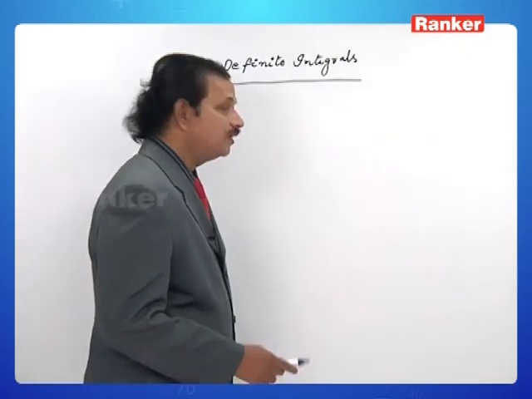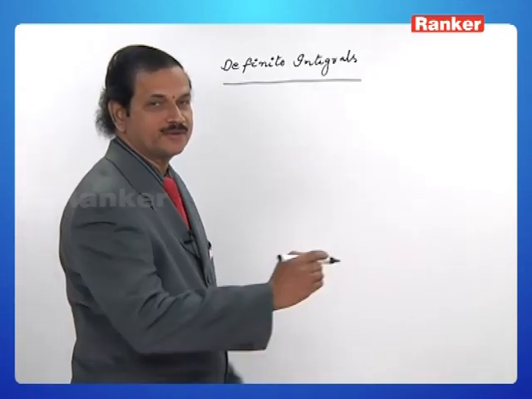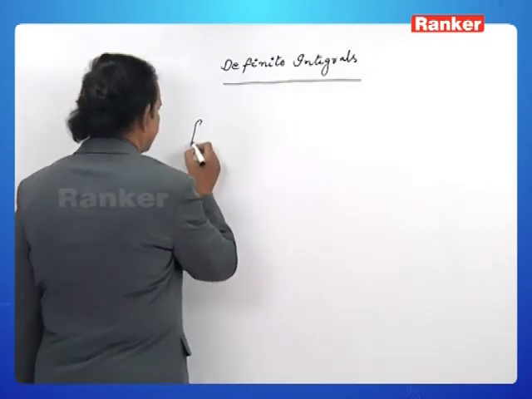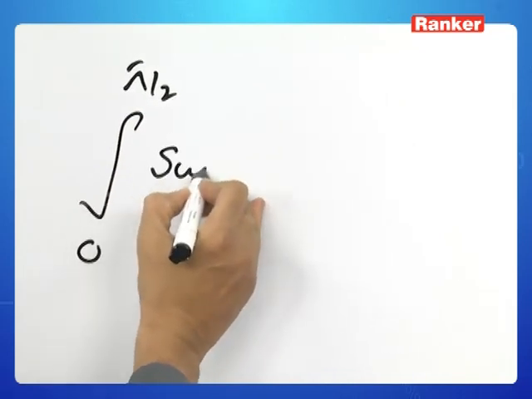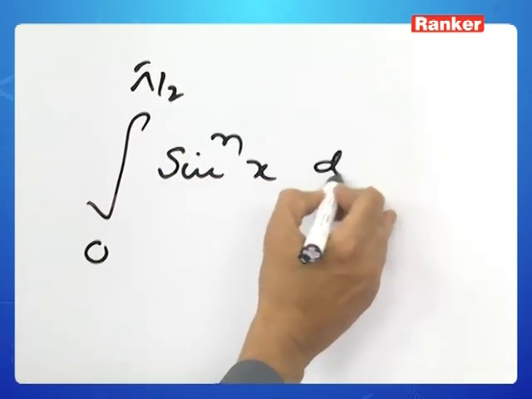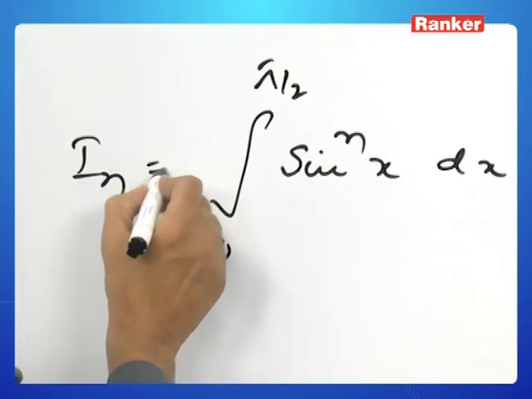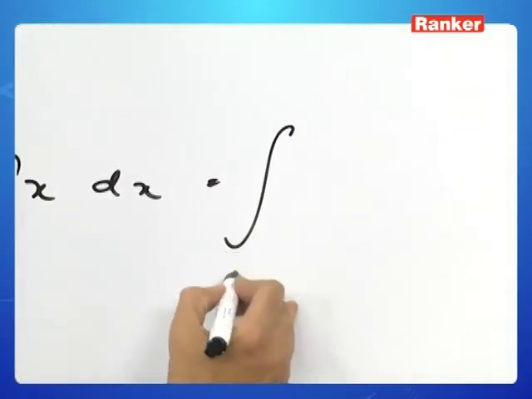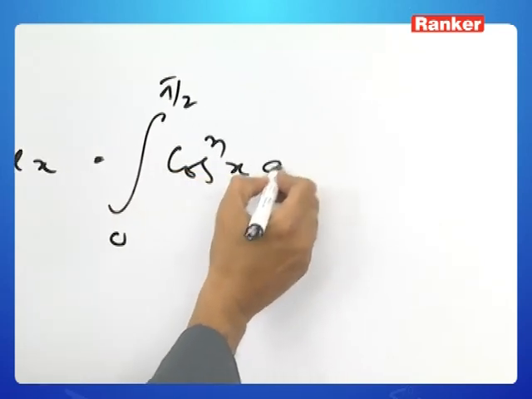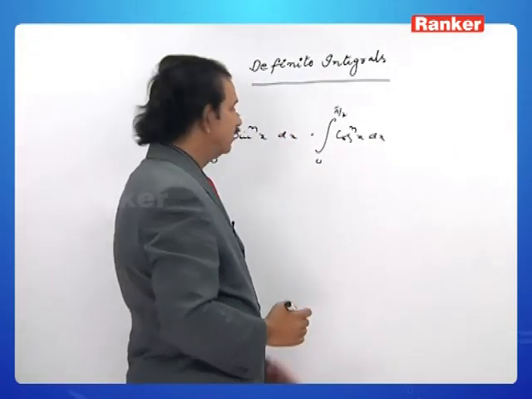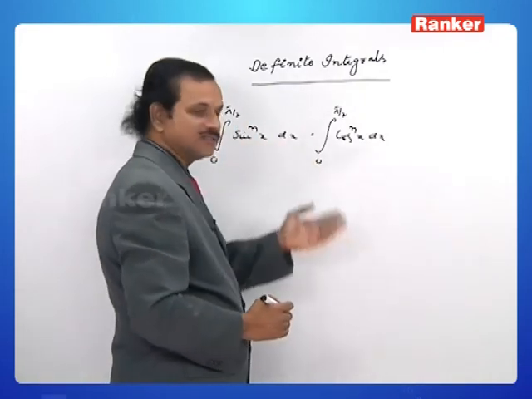We recall the famous Wallis formula in definite integrals, that is, integral 0 to pi by 2 sine power nx dx. If you name it some In, this is integral 0 to pi by 2 cos power nx also. How and why? In the place of x, you replace pi by 2 minus x. Sine pi by 2 minus x is cos x.